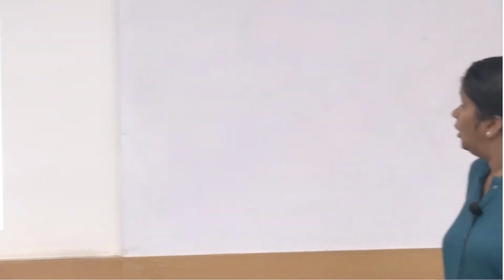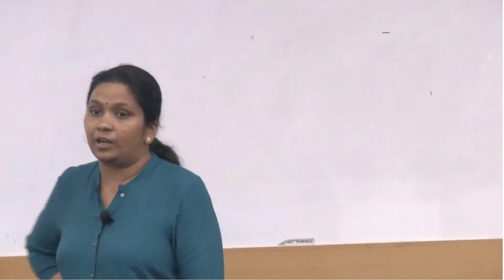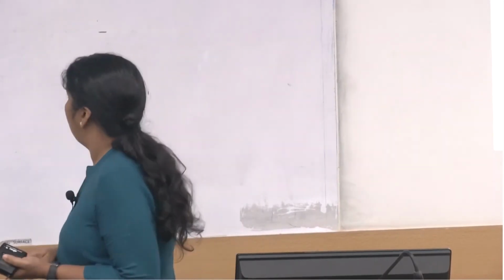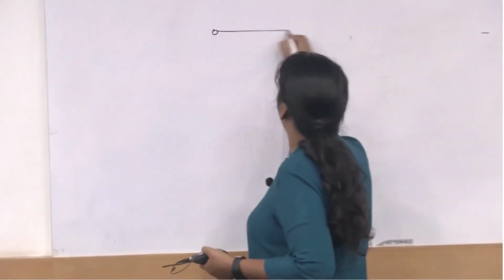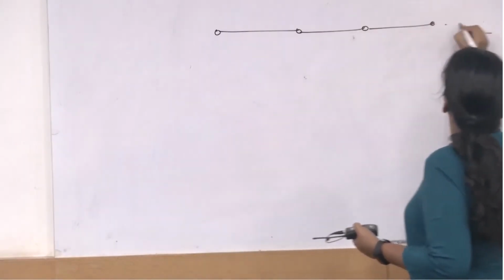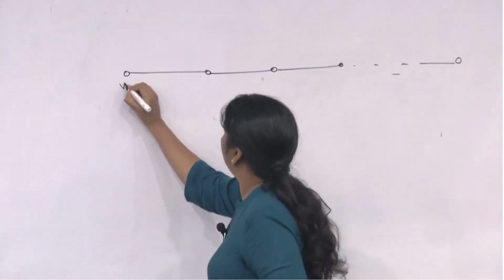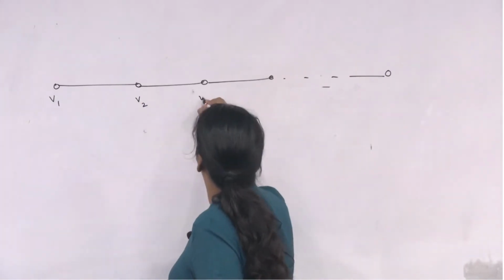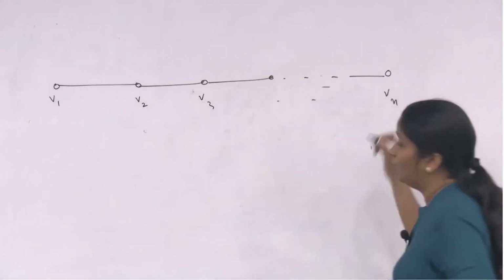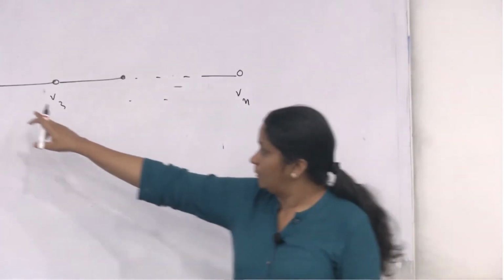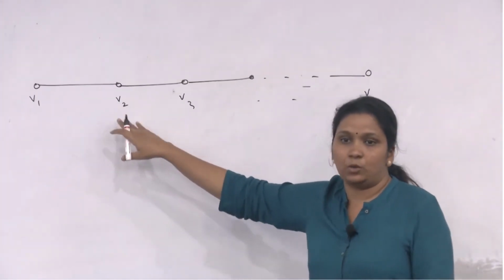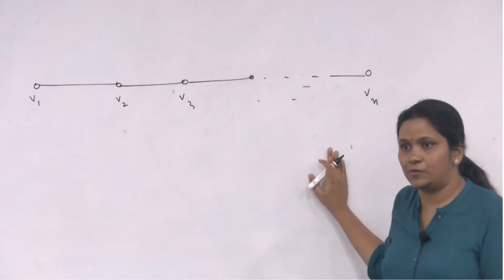Okay. So maximum independent set in a path. You are given a graph which is a path. What does that mean? You are given a graph where the vertices can be denoted as V1, V2, V3 up to Vn, and the edges are such that between Vi and Vi plus 1 you have an edge. This is a graph which is a path.